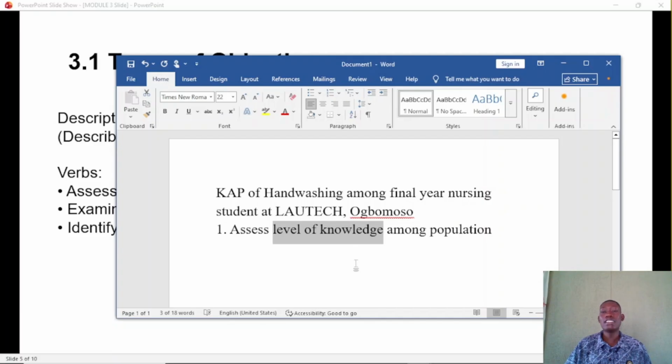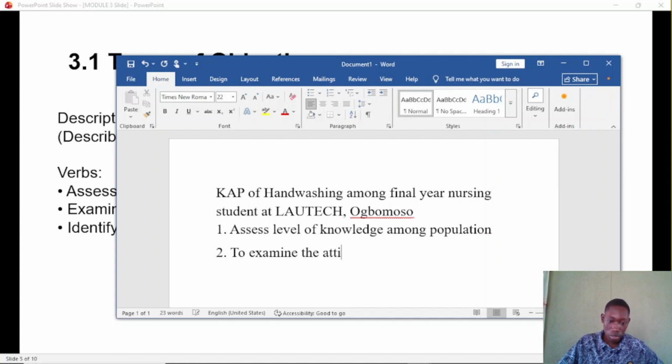So when you do the assessment, when you collect your data with questionnaires and everything, you report back to us that from what you assessed, this is the level of knowledge. About 80 something percent has a high level of knowledge. That is measurable. Your specific objective 2 may say, to examine the attitude of final year nursing students.